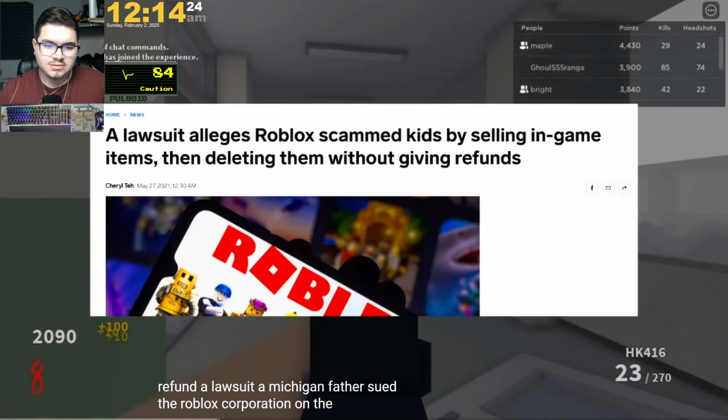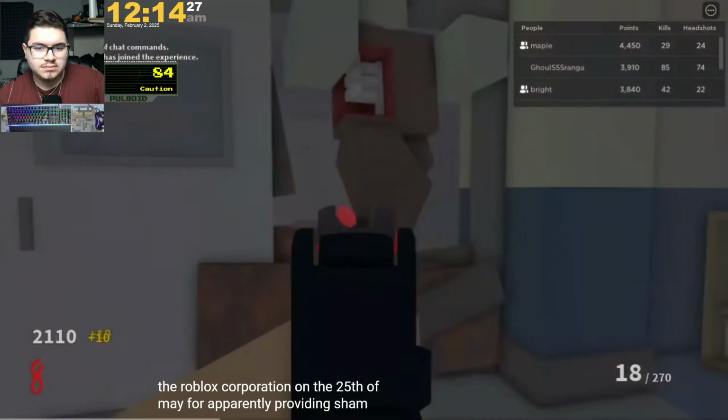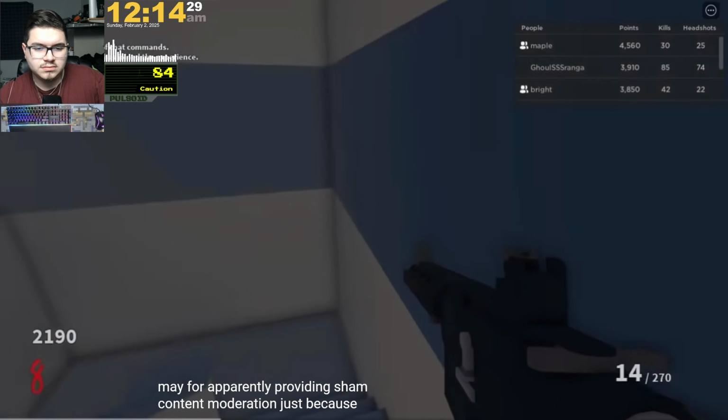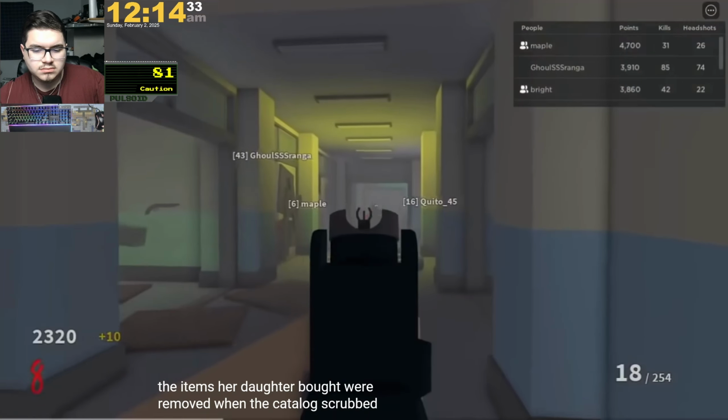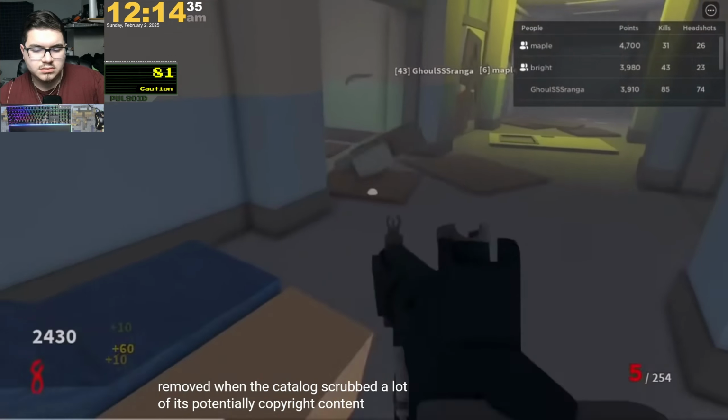Roblox Corporation on the 25th of May, providing sham content moderation just because some of the items her daughter bought were removed when the catalog scrubbed a lot of its potentially copyrighted content or more.